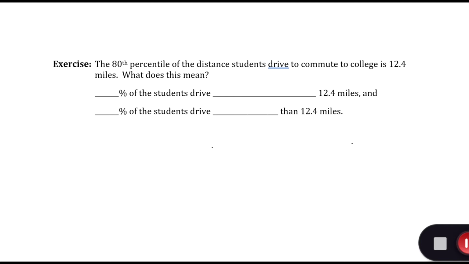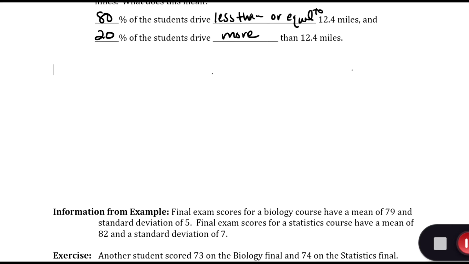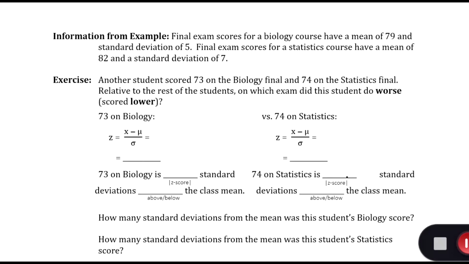The 80th percentile of the distance students drive to commute to college is 12.4 miles. What does this mean? This means that 80% of the students drive less than or equal to 12.4 miles, and that 20% of the students drive more than 12.4 miles. The next exercise is on the next page.